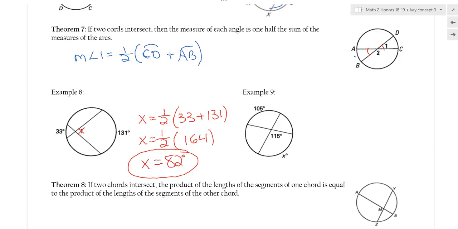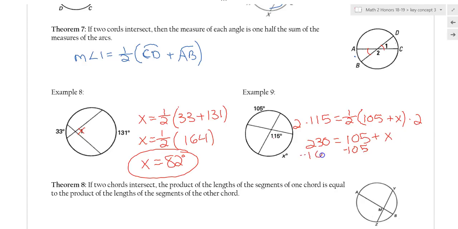Example 9 is a little bit different. Now, instead of x, right, x is one of my arcs. So I have 115 equals 1/2 times 105 plus x. The first thing I'm going to do to solve for x is get rid of that 1/2. So I'm going to multiply both sides by 2. So you get 230 equals 105 plus x.